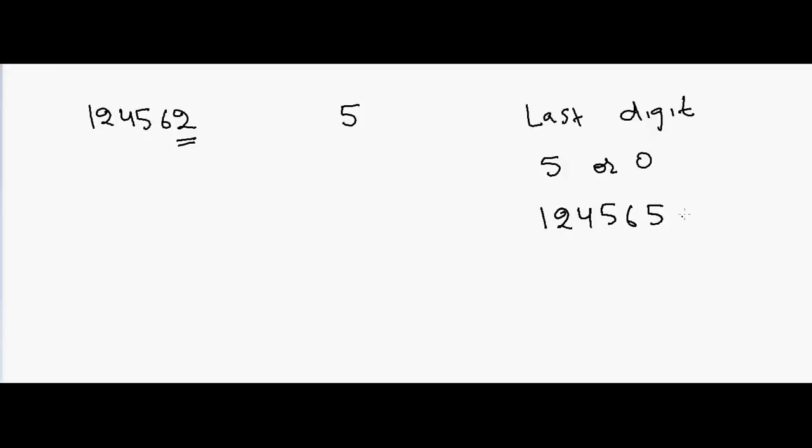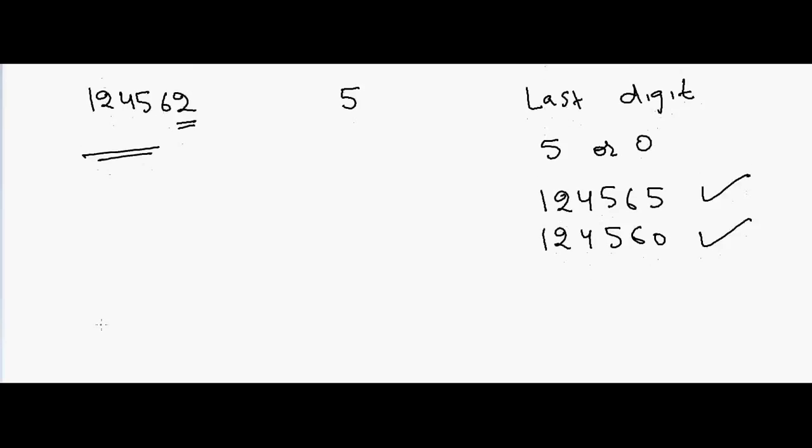Is this number divisible by 5? No, because for it to be divisible by 5, the last digit should be either 5 or 0. In this case it's not, so it is not divisible by 5. If I would have 1 2 4 5 6 5, or if I would have 1 2 4 5 6 0, then it would be, but not in this case. So we know this now.